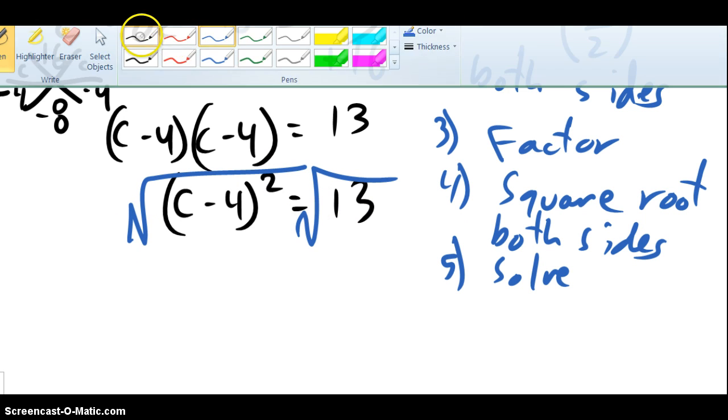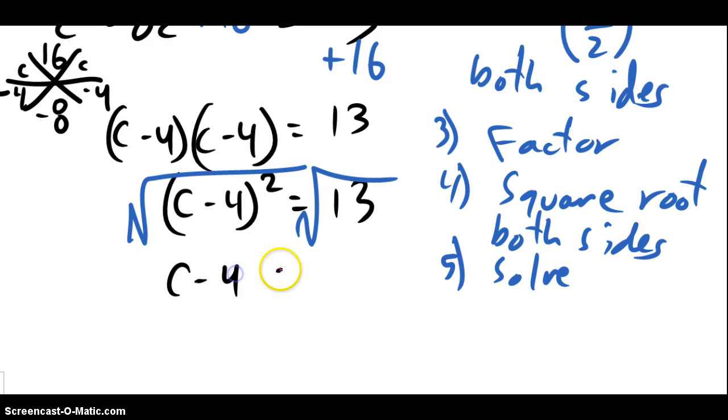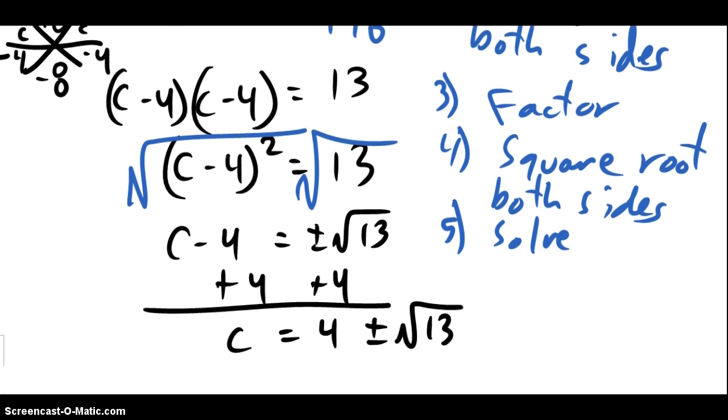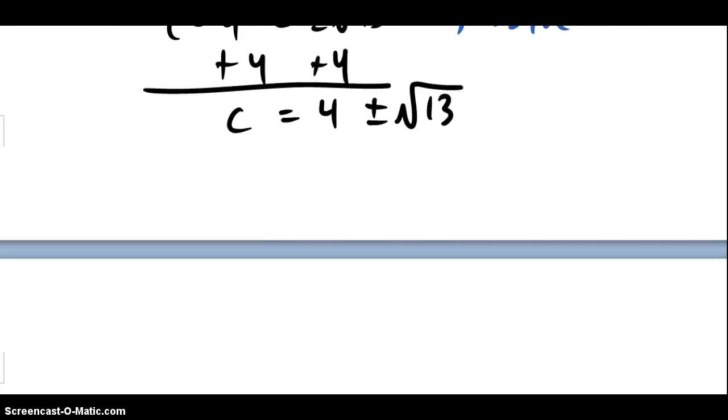It's still in blue. Let's go back in black. c minus 4 is plus or minus square root 13. We have c equals 4 plus or minus the square root 13. Remember, that's two different answers: 4 plus square root 13 and 4 minus square root 13. Okay, so this is completing the square. So we're going to practice just the act of completing the square, and then we'll do a whole problem together, okay?